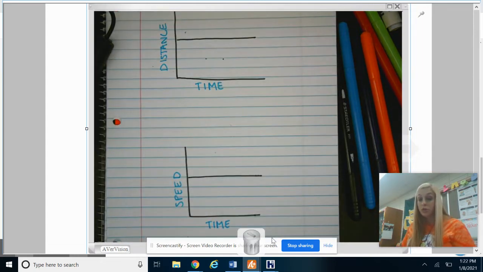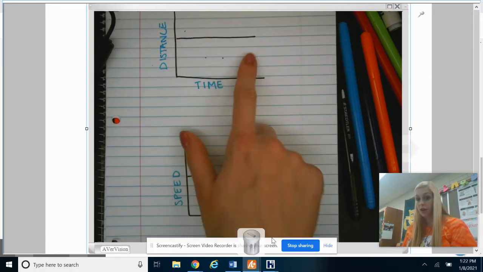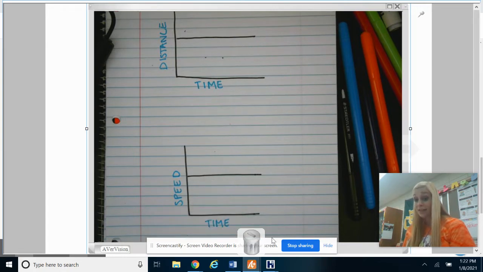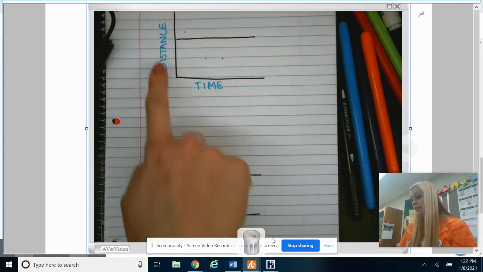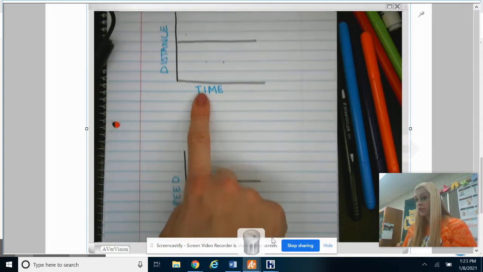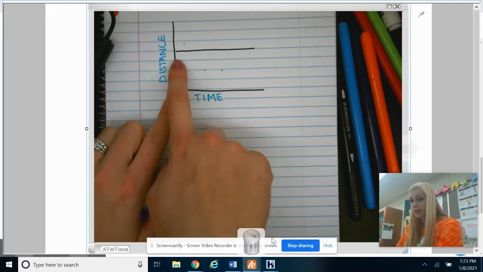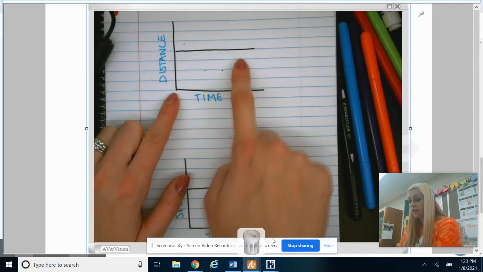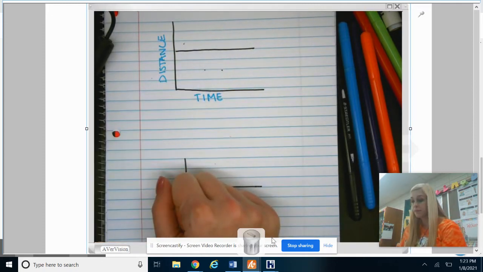Do these graphs show the same thing? I want you to really answer that in your head. Do these graphs show the same thing happening? So they both have a horizontal line, but they do not show the same thing at all. This graph is a distance time graph. So what it's saying is as time is passing, the distance isn't changing.